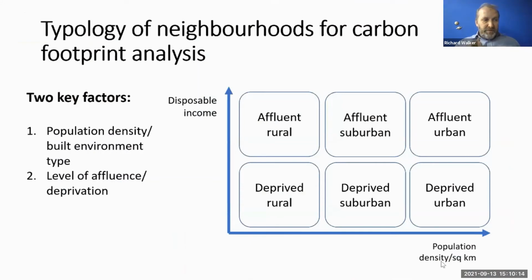Here is the simple 2-factor categorization of place types we're going to use for this workshop. There are 3 types of built environment or population density: rural, suburban, urban, and 2 types of disposable income level or affluence or deprivation level, more affluent or more deprived.